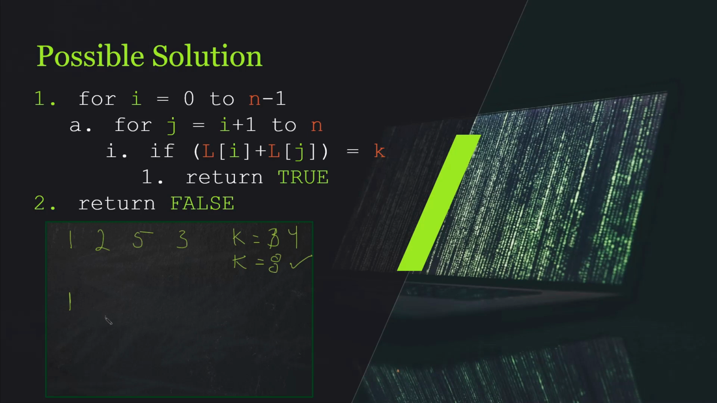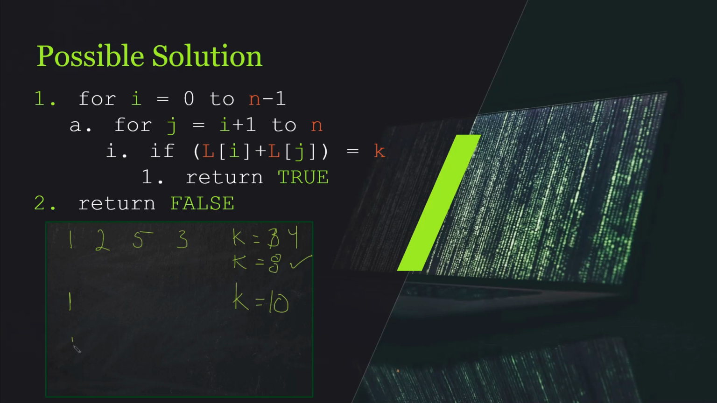Now, let's check another condition where it doesn't exist in the list and we want to make sure. So let's say I don't think k equal to 10 is in this list. So again, we would check 1 and 2, 1 and 5, 1 and 3, 2 and 5, 2 and 3, 5 and 3, no problem.